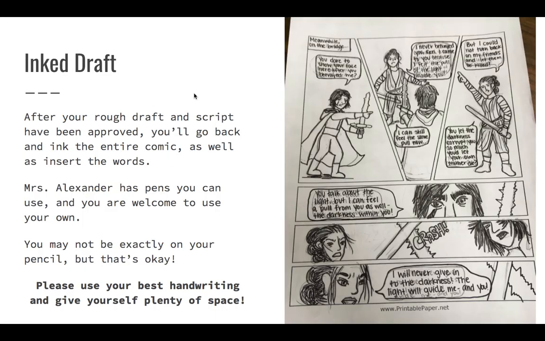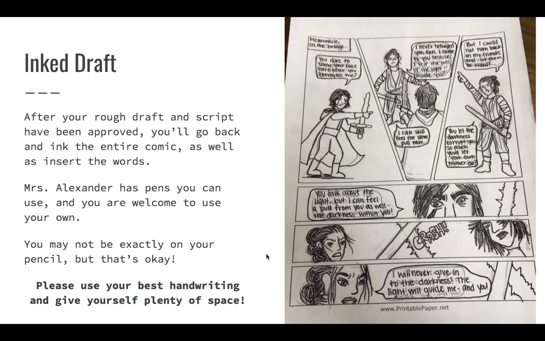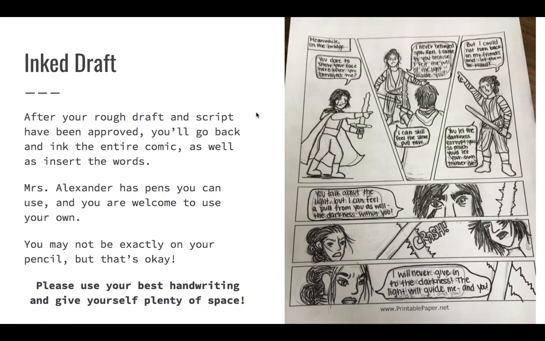Then we go through and we have the ink draft. Basically, you're going to go over everything in pen, make it permanent and bold and show up. You're going to put all your words in so that you can make sure that things fit. You can see here that I had to make my speech bubbles a little bit bigger so that I could fit all my words in. And it may not exactly go over your pencil lines, and that's totally fine.